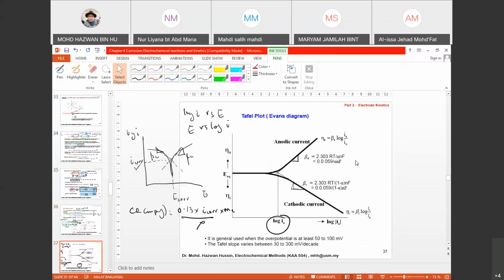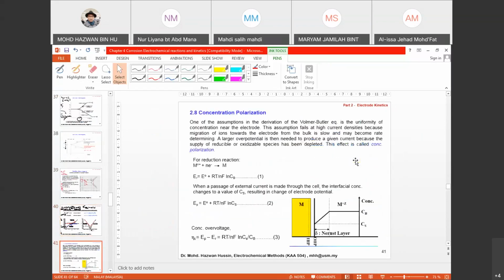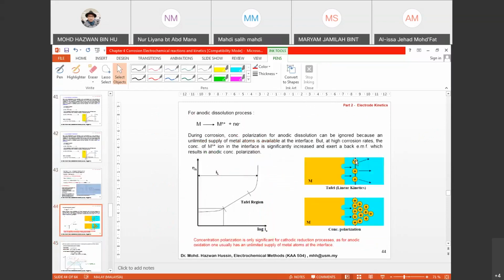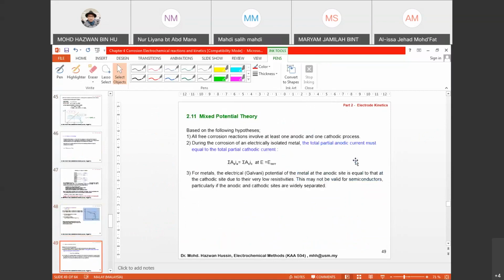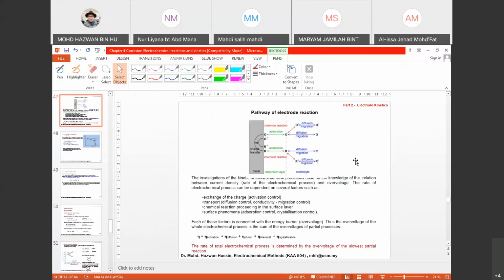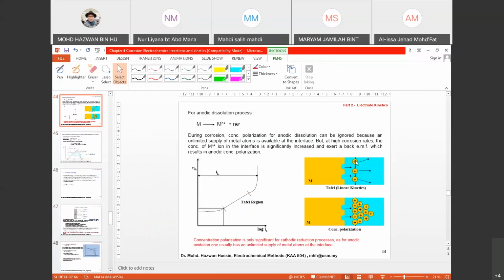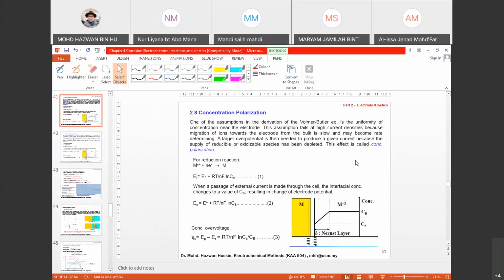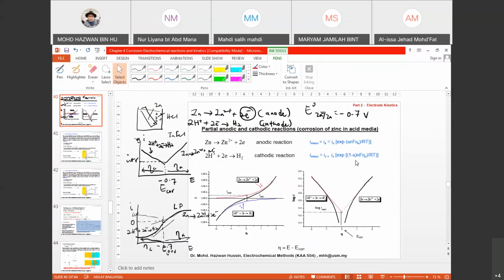We are going to continue with the other parts, concentration polarization. I believe we can finish the other parts by next Tuesday, and we can start a new chapter on Thursday. Maybe a last question, if you guys have one, anything?